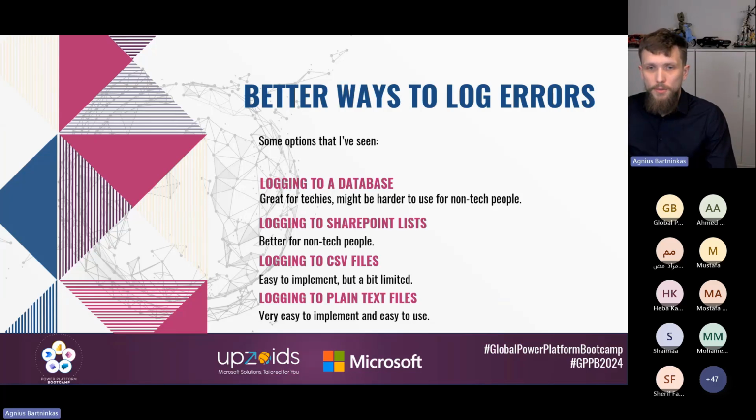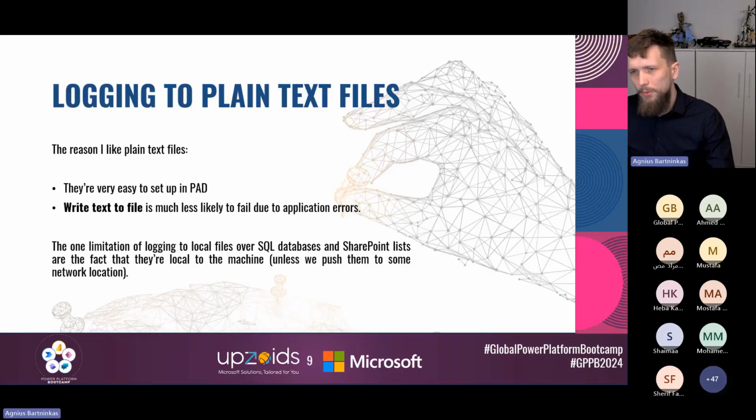Or simply logging to files like CSV files or plain text files, which are quite easy to implement, usually quite user-friendly as well. Now, I personally prefer logging to a simple plain text file. And there are a couple of reasons why. First of all, it's very easy and simple to set up in Power Automate Desktop, mainly because there's a wonderful action called write text to file, which will create a file if it doesn't exist, or append a line to the file if it does exist. So it's very simple to set up with just a single action to actually create your logs.